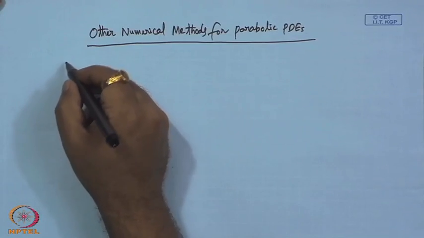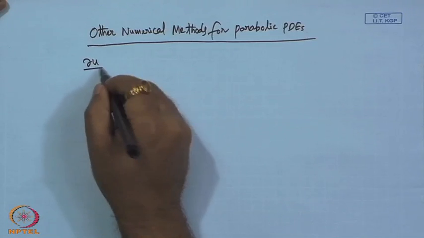Of course, the title I kept a little not precise, because I have covered explicit and then implicit and then the definitions of convergence, stability and consistency, and we discussed definitely the stability aspects and then consistency of some methods. But still, since there are several uncovered topics, which still belong to parabolic PDE, I kept the title as just other numerical methods for parabolic PDEs. So, let us look at it.